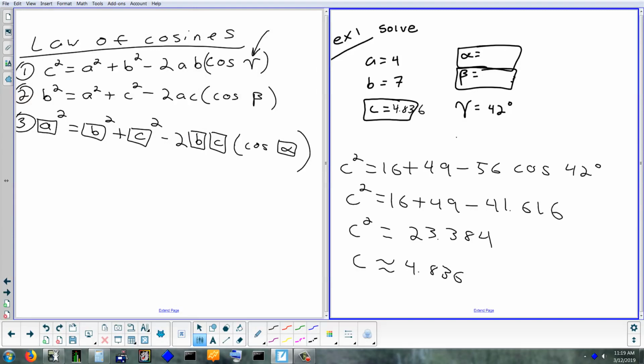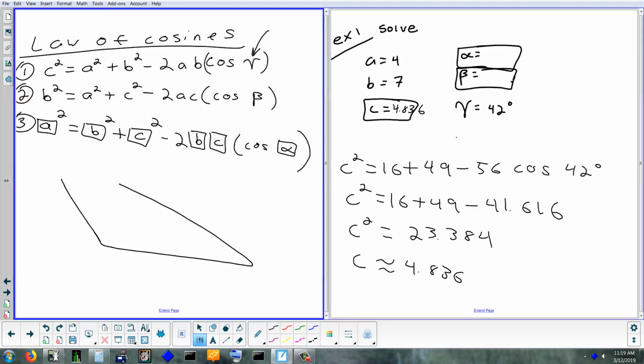Okay, let's try it out now. See what we got. So I'm going to put all the information that I had originally plus the information that I just figured out, which was C. So I had A. I didn't have alpha. I had B. I still don't know beta. I had gamma, which is what made it side angle side. But now I also figured out C, 4.836. So with that extra piece of information, what other type of triangle is it now besides SAS?